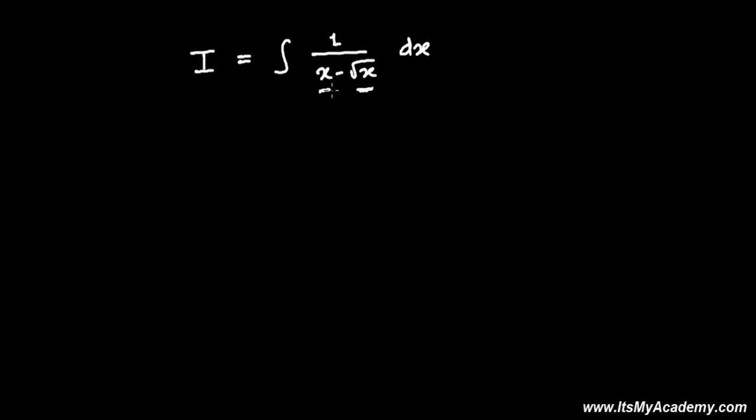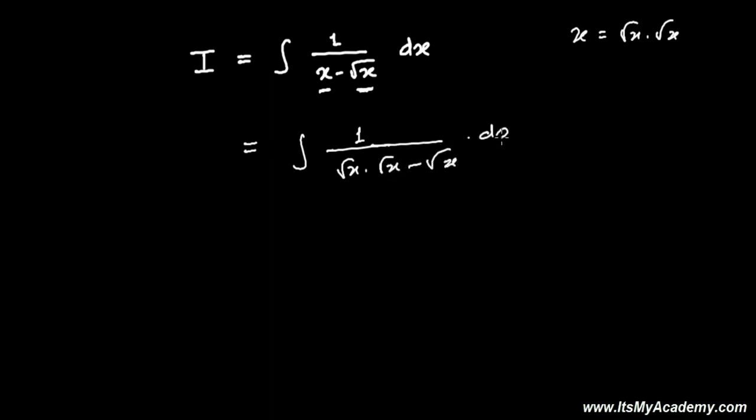Yes, if the variable containing term does not have its derivative in the question, then we have to work out in the question itself. We need to simplify it, and I'm going to simplify it. Nothing I can do except rationalizing, or converting this x as root x times root x. So it's 1 divided by root x times root x minus root x, dx. From here I can take 1 over root x common, and I will get 1 divided by root x, times root x minus 1, dx.